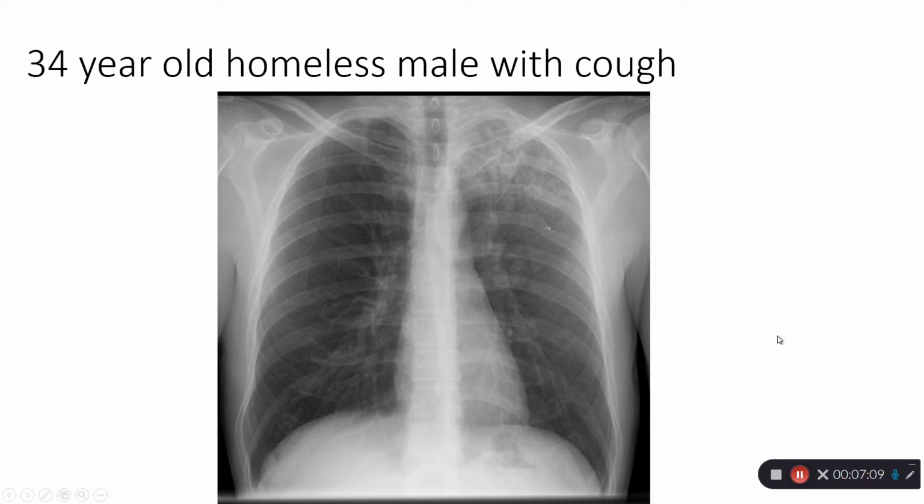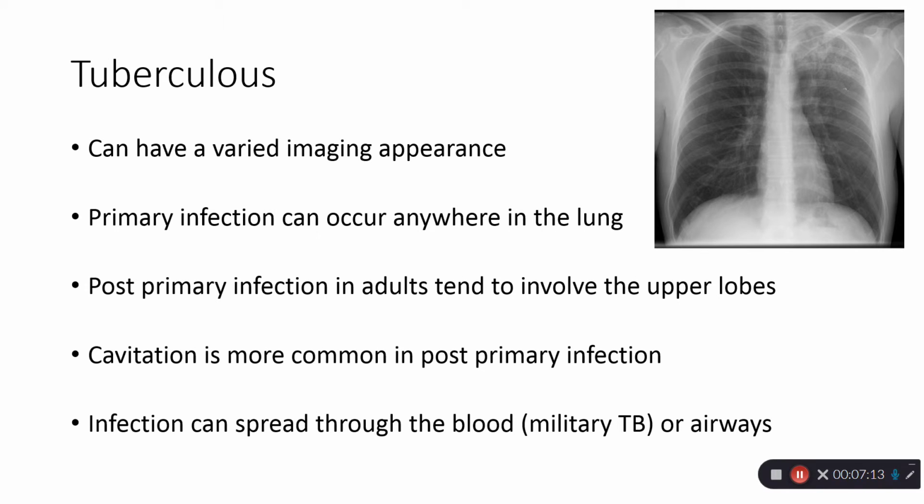34-year-old homeless male with cough. So left upper lobe airspace opacity. In this case, this was tuberculosis. Tuberculosis can have varied appearance on imaging, depending on whether it is primary or post-primary infection, and whether or not the patient is a child, an adult, immunocompromised, or immunocompetent.